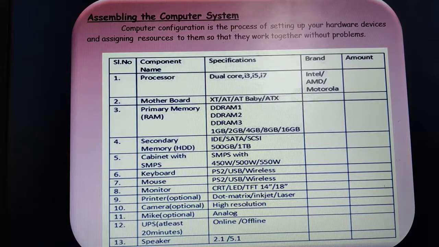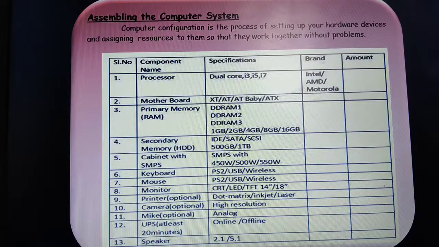Then we have the speakers as 2.1 or 5.1. That means two speakers with one woofer. And 5.1 means five speakers with one woofer. So they are the versions, that's it. The speakers are also optional. So these all are the different components of the computer system.